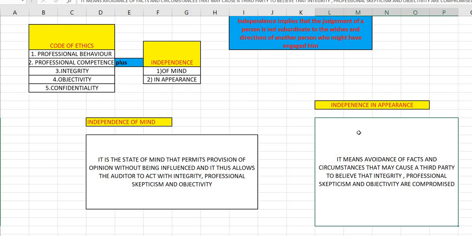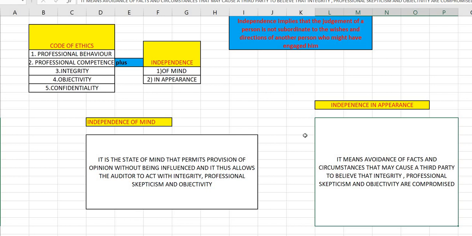So basically, just avoid what others say. Just like in life, people will say all sorts of things. You should take the important stuff and leave the rest. So it means avoidance of facts and circumstances that may cause a third party to think or believe that your integrity, your professional skepticism and your objectivity are compromised. You should avoid those facts and circumstances from occurring. Even if they occur, you should make sure it's conveyed properly that you are not getting influenced by it, and you're giving a proper audit opinion.